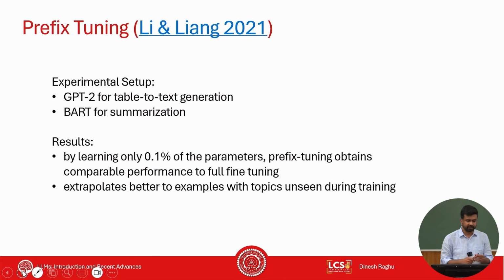So they trained a decoder only model. At that point in time it was GPT-2 for table to text, and then they trained BART for summarization, right? And what they found is that by using only 0.1% of parameters in these models, they were able to get comparable results to full fine-tuning, right, for each of the two models separately. Again, the same thing that we saw for soft prompting is that prefix tuning also works well on unseen domains as well.